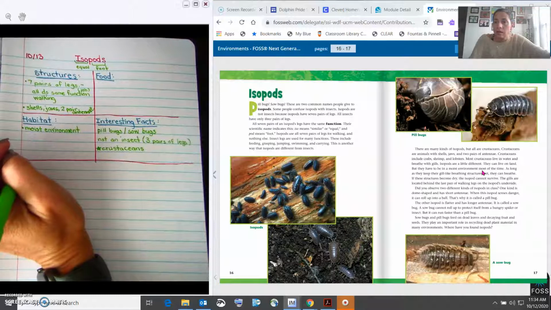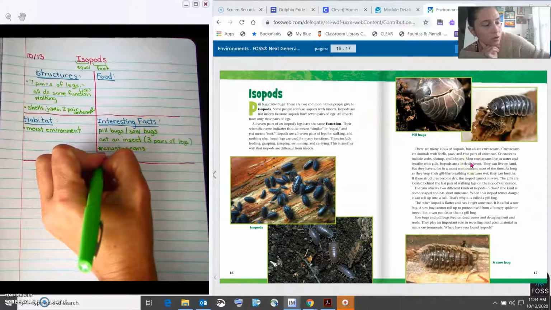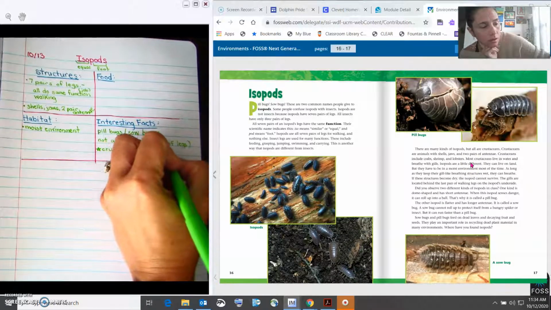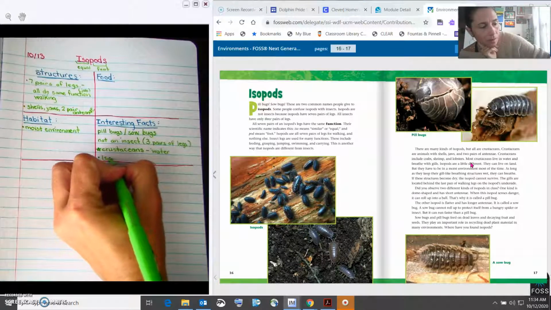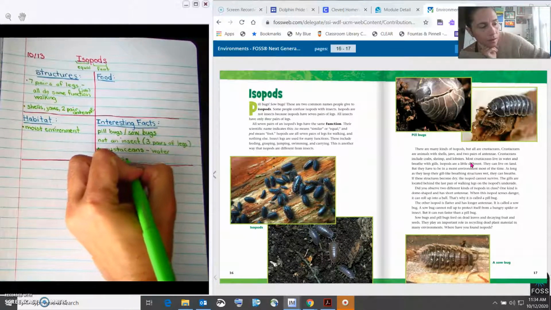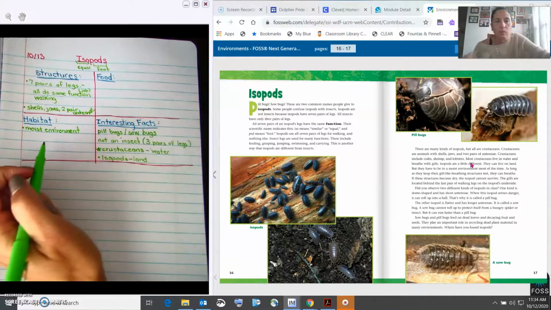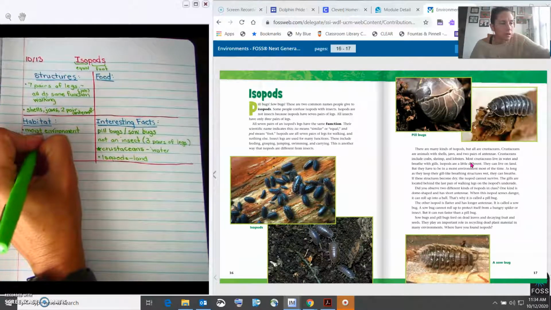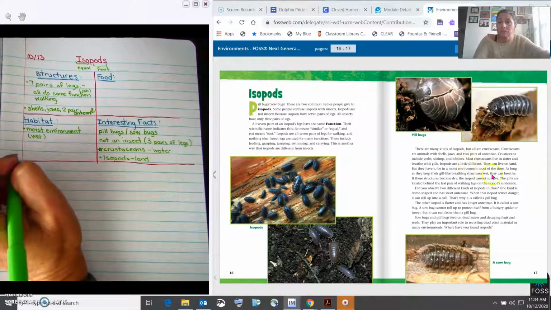Okay. So this was interesting. Most crustaceans live in the water, but isopods live on land. But they have to be in a moist environment. What does moist mean? Like wet. Not dripping wet, but just a little bit wet.